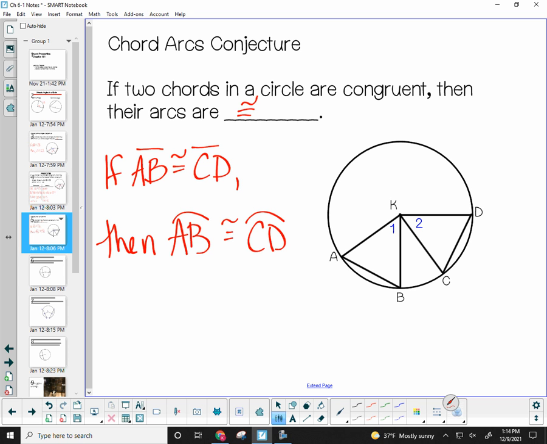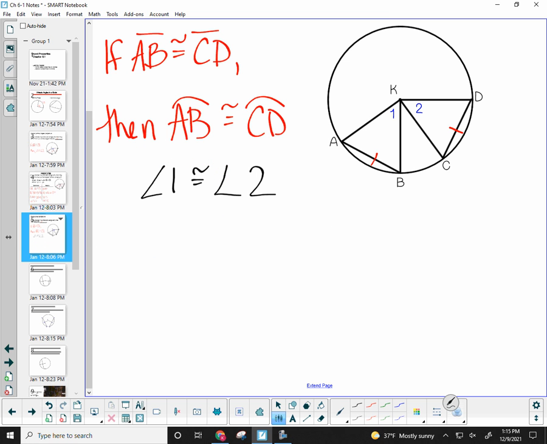So let's talk about why that is. We're not going to write out the formal proof for this, but we are going to reason through it. So I'm giving you that AB is congruent to CD. We just proved that if those two chords are congruent, then angle 1 has to be congruent to angle 2, right? Now think about angle 1. The measure of angle 1 is equal to the measure of arc AB. That was that central angle measure, right? If this is 52, this has to be 52.